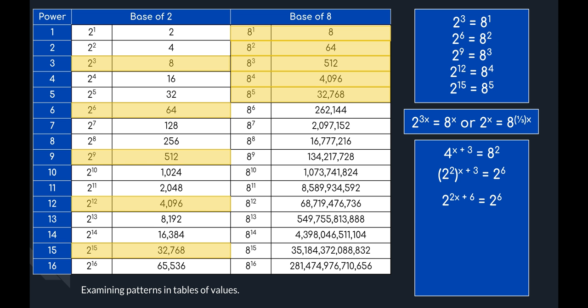I now have the same bases. I can equate the exponents. Notice at this point that the exponents form a linear equation and that the coefficient was formed from the exponent.